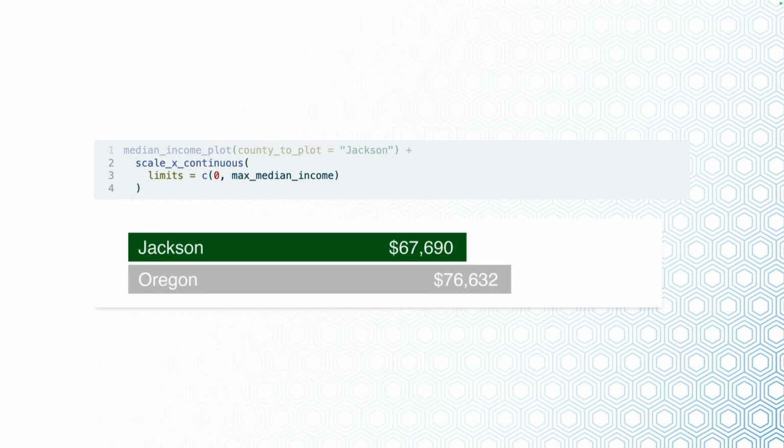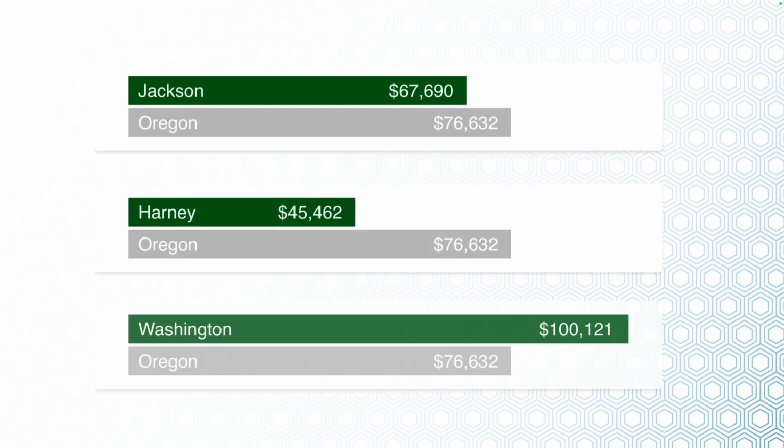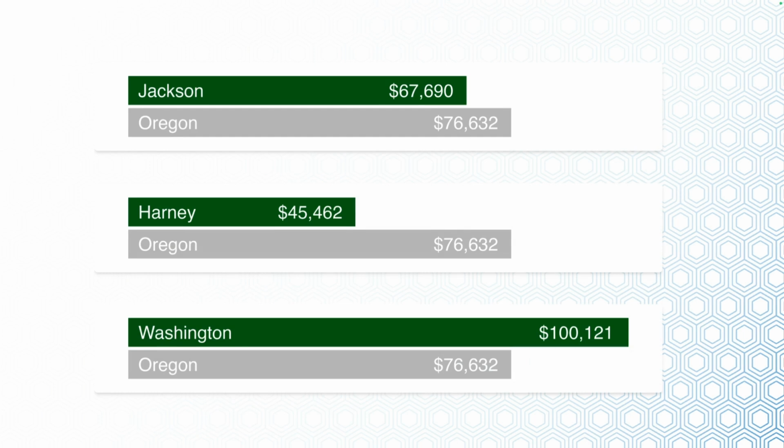So if I run this for Jackson, it looks like that. And see how it's not actually going all the way to the edge? Same thing for Harney, and same thing for Washington. And everything lines up in that Oregon bar, which is going to look much better than if it's inconsistent throughout.